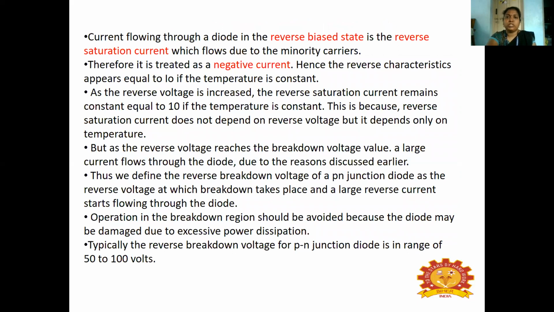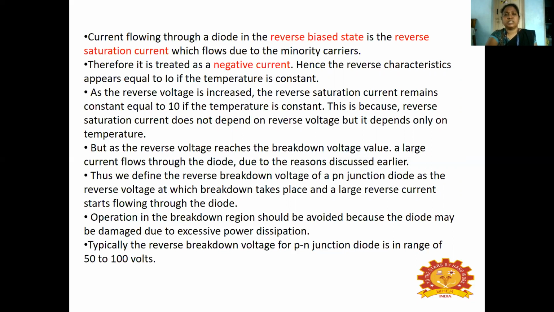The current flowing through the diode in the reverse bias state is called the reverse saturation current, which flows due to the minority carriers. Therefore, it is treated as a negative current. Hence, the reverse current is equal to I naught if the temperature is constant. It is said to be a negative reverse saturation current, and it occurs only under the reverse bias condition.